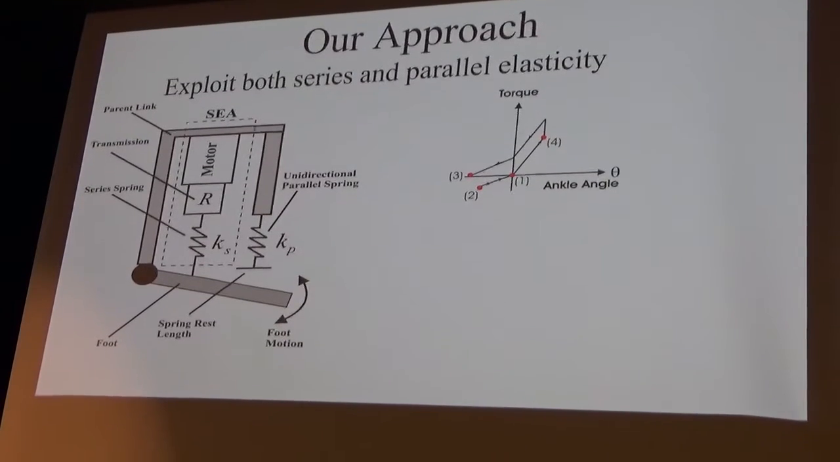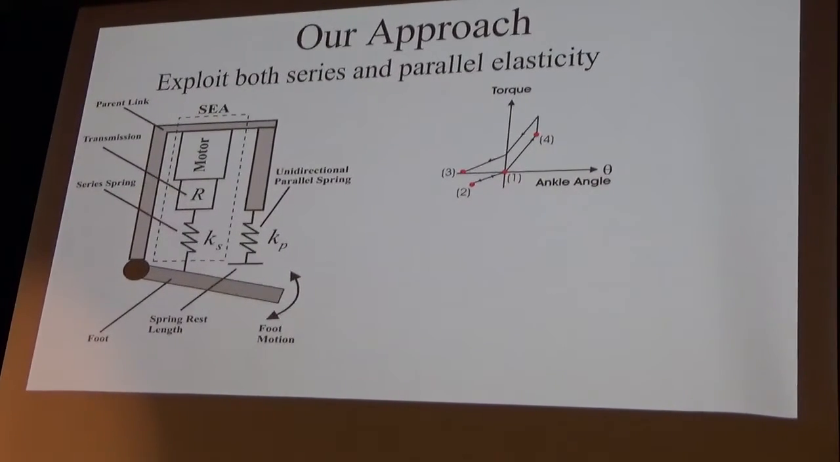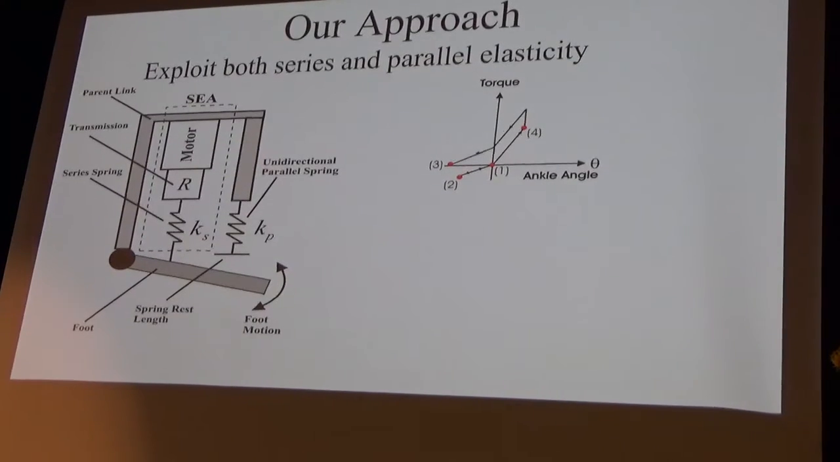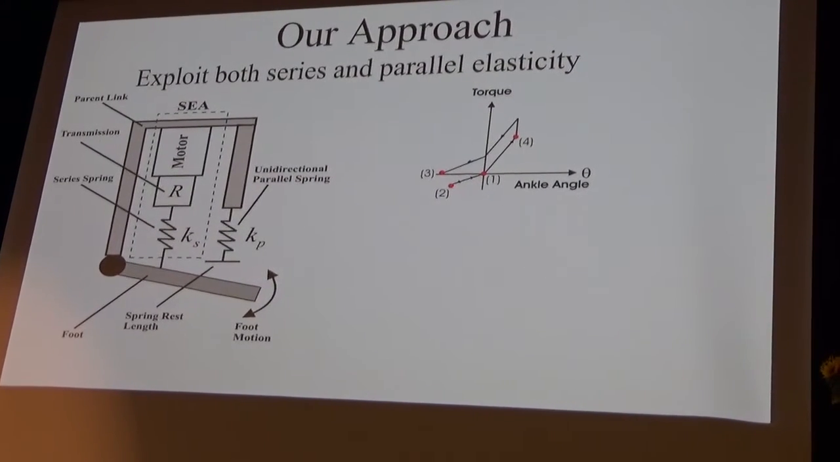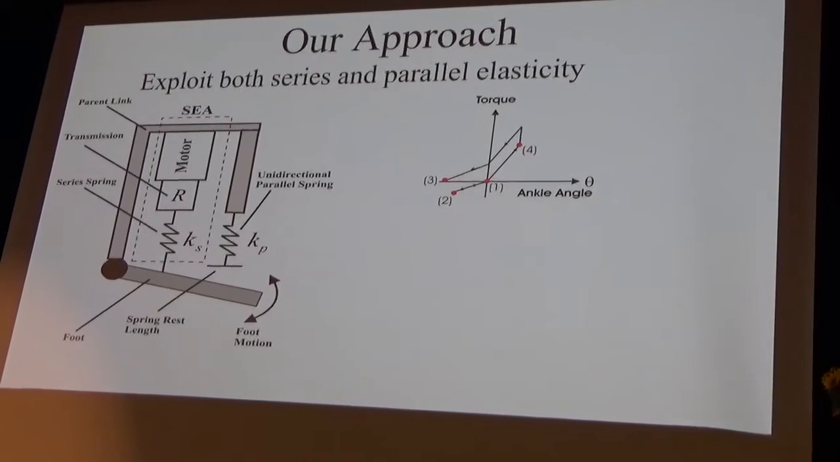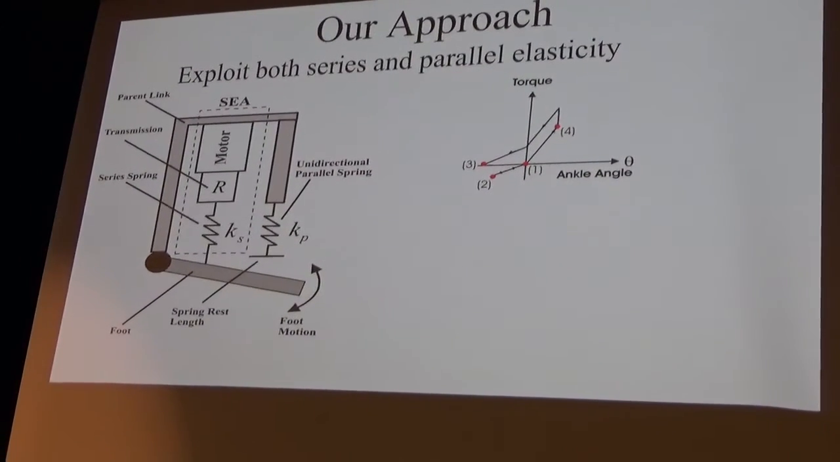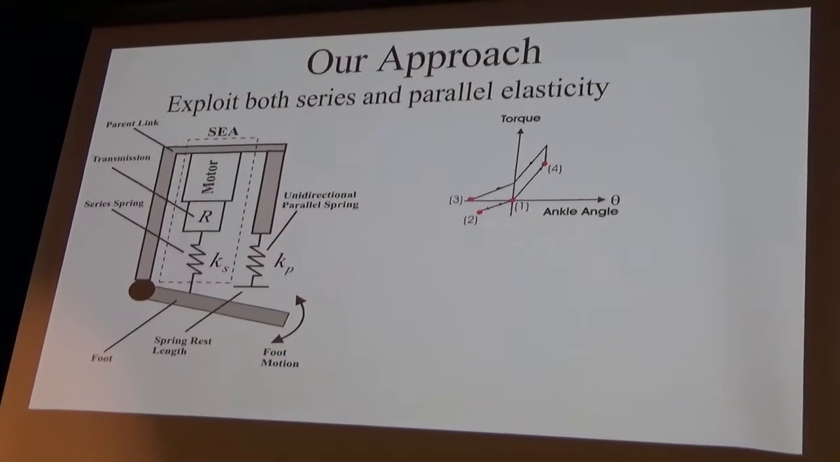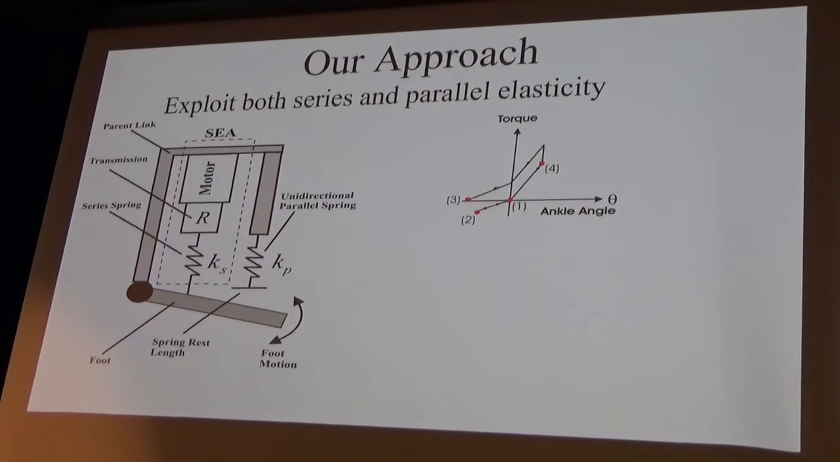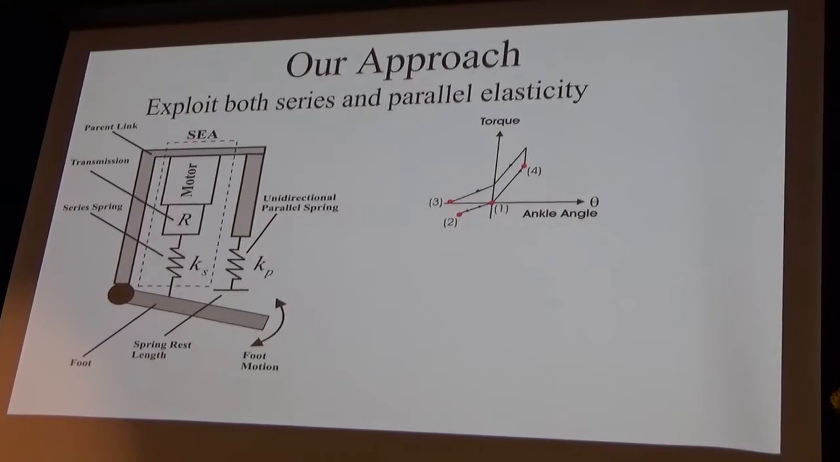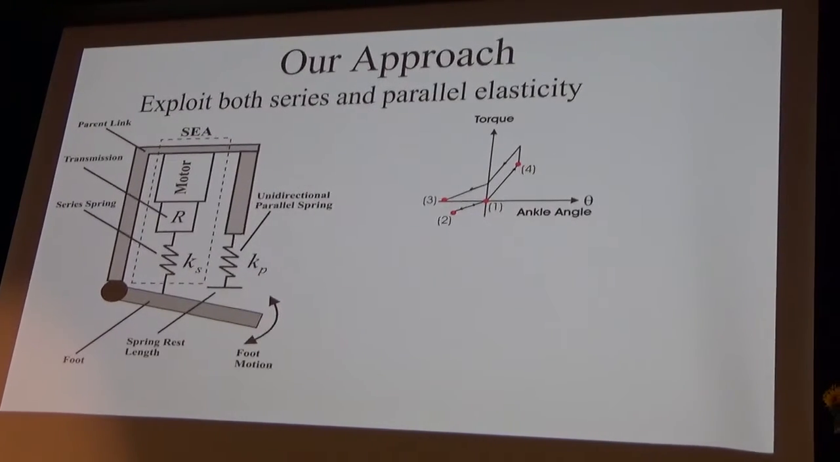Mechatronically, we have a series elastic actuator. You can think of this as a muscle in series with a tendon. And then in parallel to that is a unidirectional spring. Unidirectional means that this parallel spring is only engaged in dorsiflexion, but in plantar flexion it is not engaged. So powered plantar flexion and controlled plantar flexion are not impeded by the physical spring.